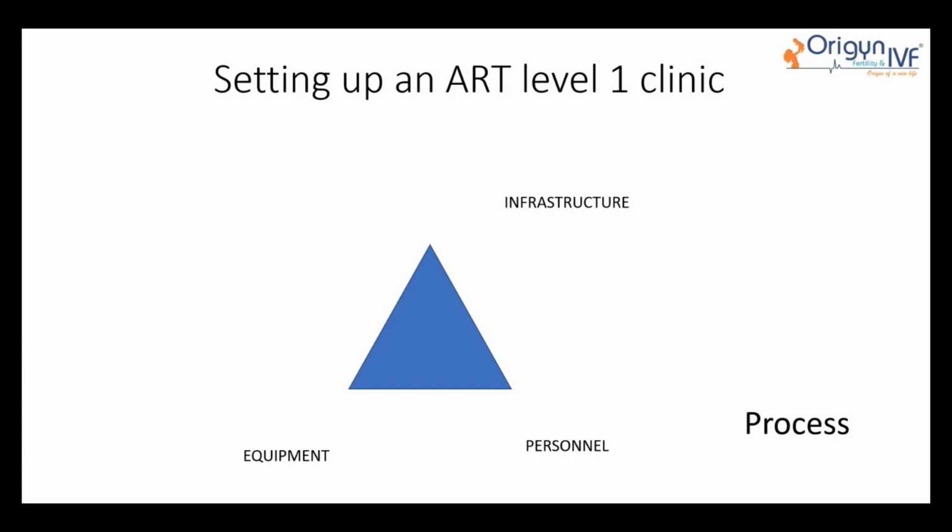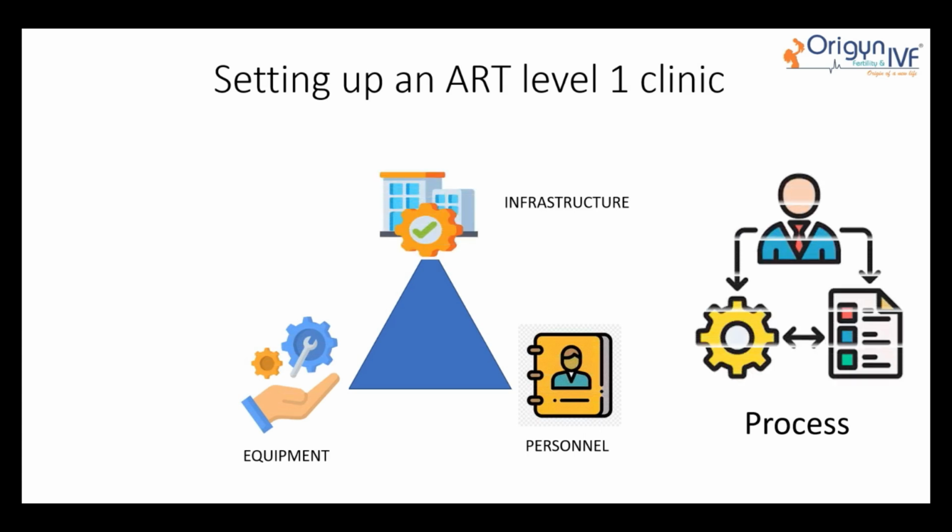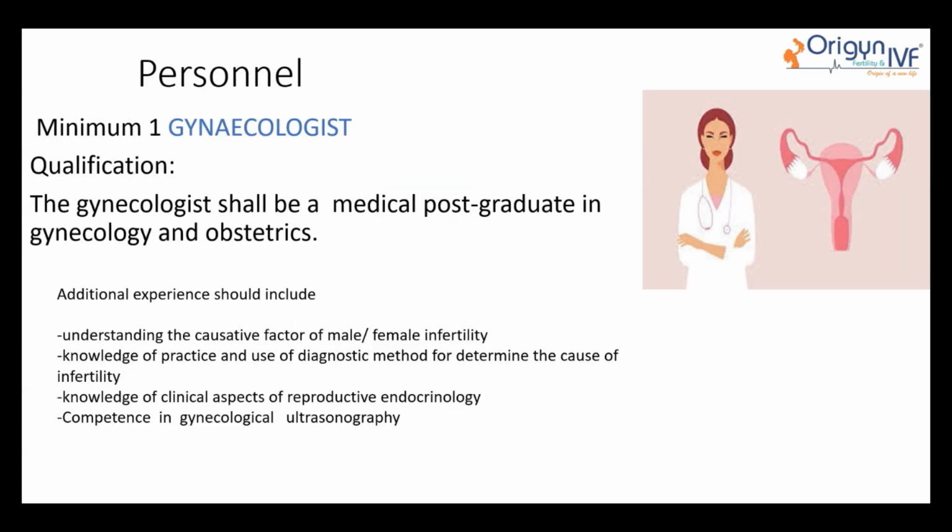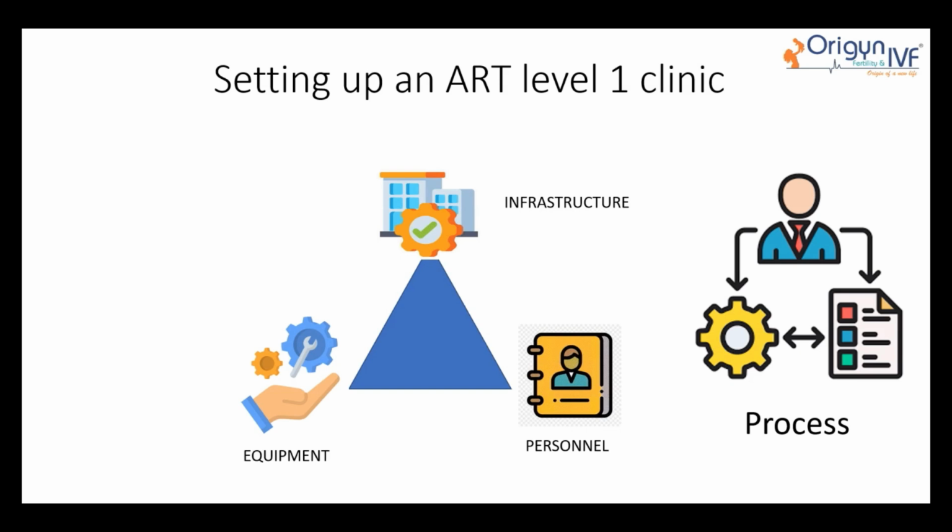So before we set up the clinic, we have to know whether we have the required personnel. This is number 1. Do we have the required personnel for the ART clinic? And then do we have the required infrastructure? And then are the equipments too expensive, or can we actually afford the equipment? These are the 3 things which every gynecologist will think first before starting the ART level 1. And once they have made sure that they have the required personnel, the infrastructure, and the equipment, so they can afford it, then comes the process. So coming to the personnel first.